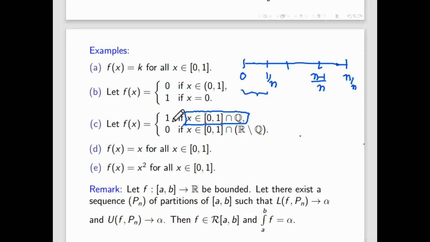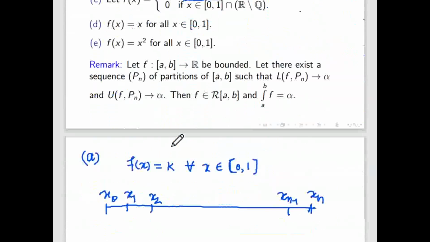So for the upper sum we need the supremum, and for the lower sum we need the infimum, because in each interval at least one rational and one irrational is there. So in each interval it takes value either 1 or 0, meaning both values are present in that interval. So what will be the supremum value? That is 1. Infimum value is 0.